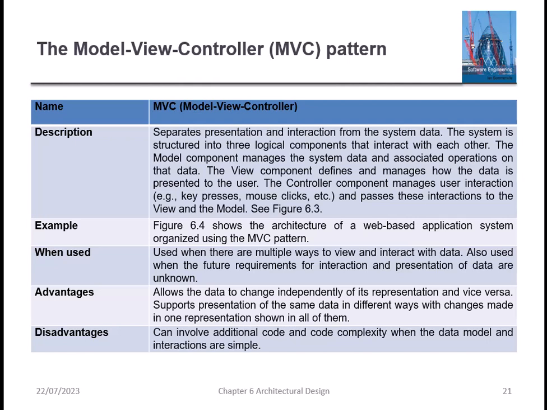Advantages: it allows the data to change independently of its representation and vice versa. It supports presentation of the same data in different ways, with changes made in one presentation shown in all of them. Disadvantage: it can involve additional code and code complexity when the data model and interaction are simple. So this is a disadvantage, that we must learn some more coding, or we must have some expert at code level to implement this pattern.